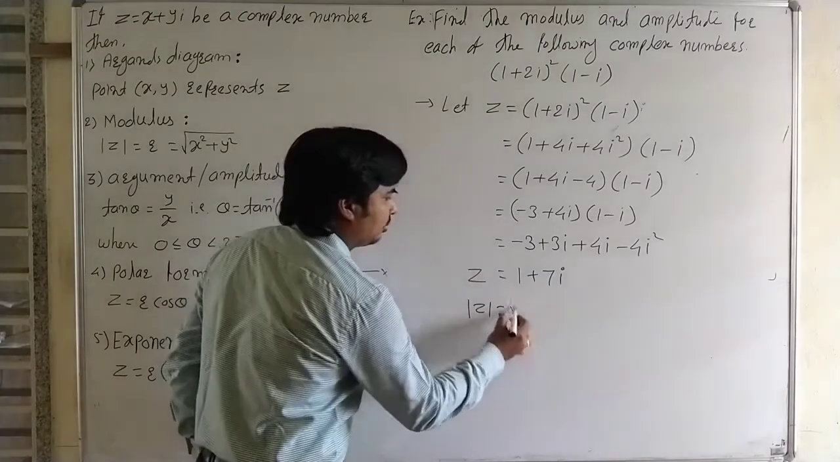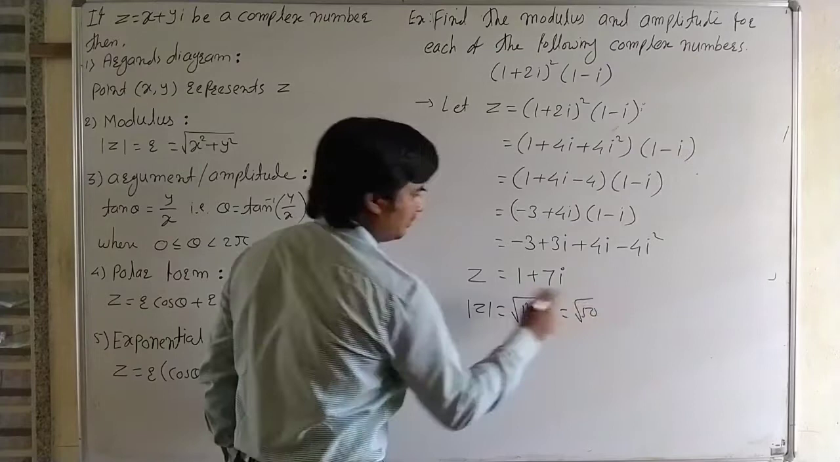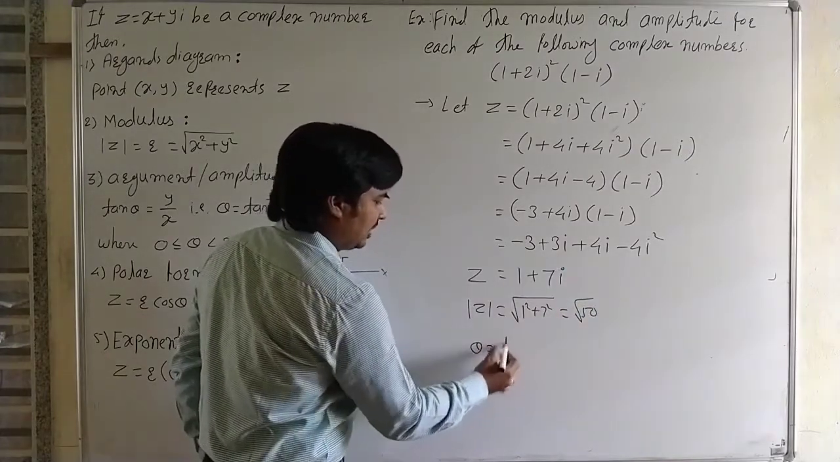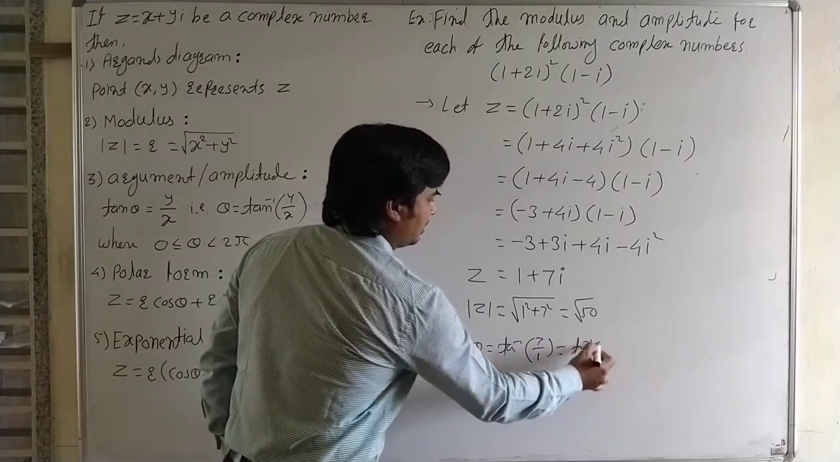Therefore mod z is equal to under root of 1 square plus 7 square, it is under root 50. And theta is equal to tan inverse of y by x, that is tan inverse of 7.